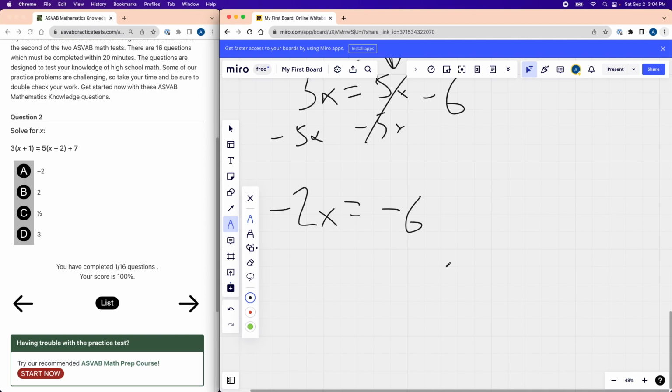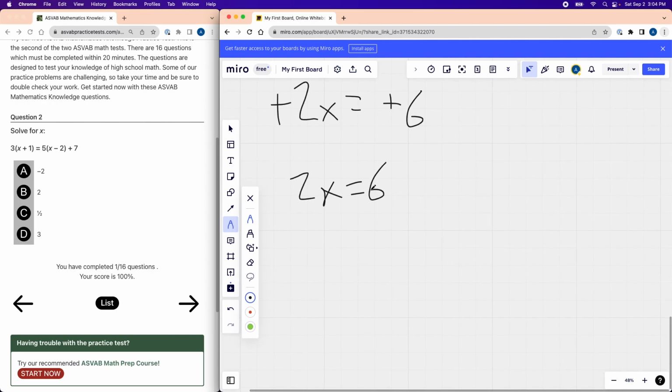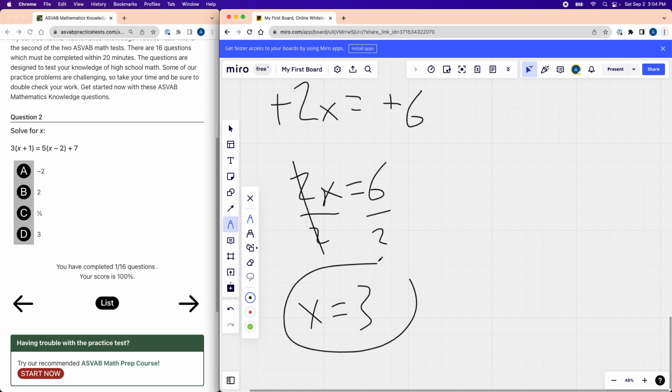Right now we only have a negative 2x and a negative 6. So both of the things that we have right now are negative, so we really can just transform them all to positive. And now we're just going to say 2x equals 6. Well, now it's really simple. Just divide by 2, divide by 2. The 2's will cancel out. That'll give us x equals 6 divided by 2, which is 3. So our final answer is 3.